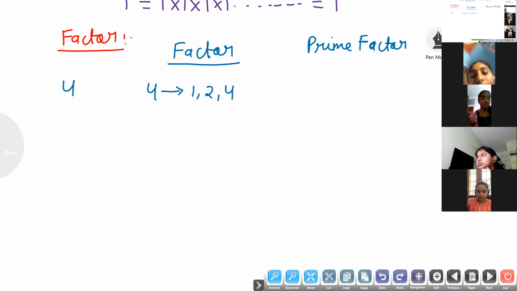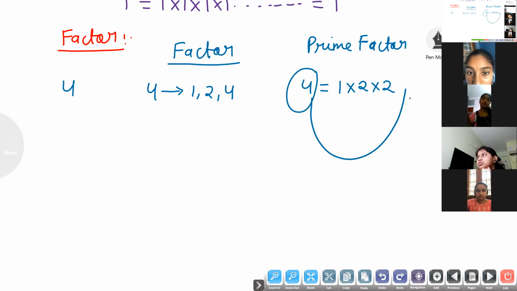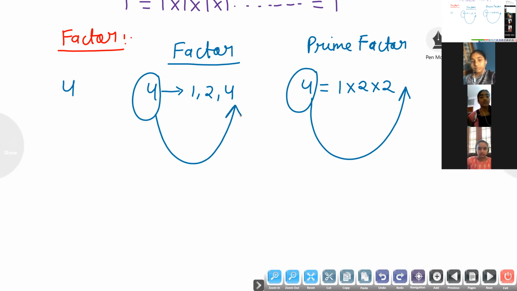Then what is the meaning of prime factor? Prime factor is very easy. I can write 4 is equal to 1 into 2 into 2. Now tell me students, what is the difference between these two? If I am talking about prime factor, this number will never be included. But if I am talking about factor, this number will always be included. Are you getting my point, students? This is the main difference between factor and prime factor.